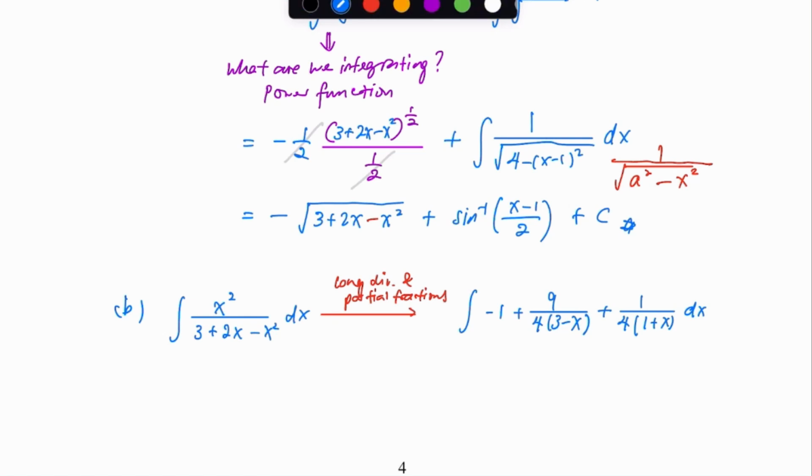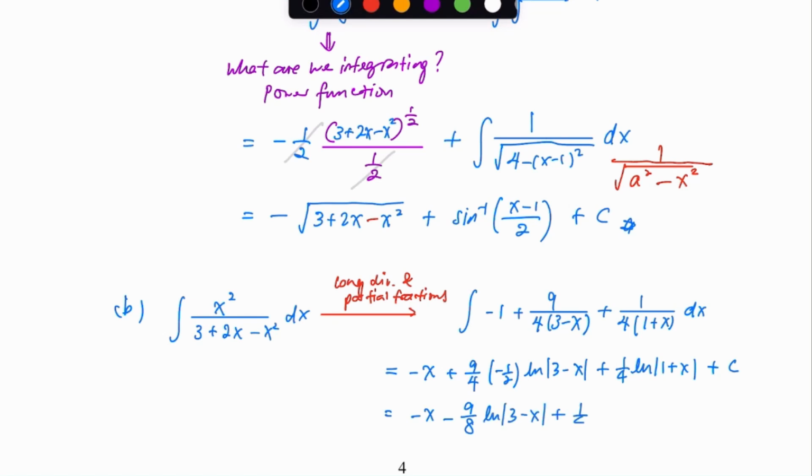So with that, how do we integrate this? Very straightforward. This one will be just negative x, plus 9 over 4. And then because of the reverse chain rule, I got negative half ln(3 minus x) plus 1 over 4 ln(1 plus x) plus c. So altogether, negative x minus 9 over 8 ln(3 minus x) plus 1 over 4 ln of this.